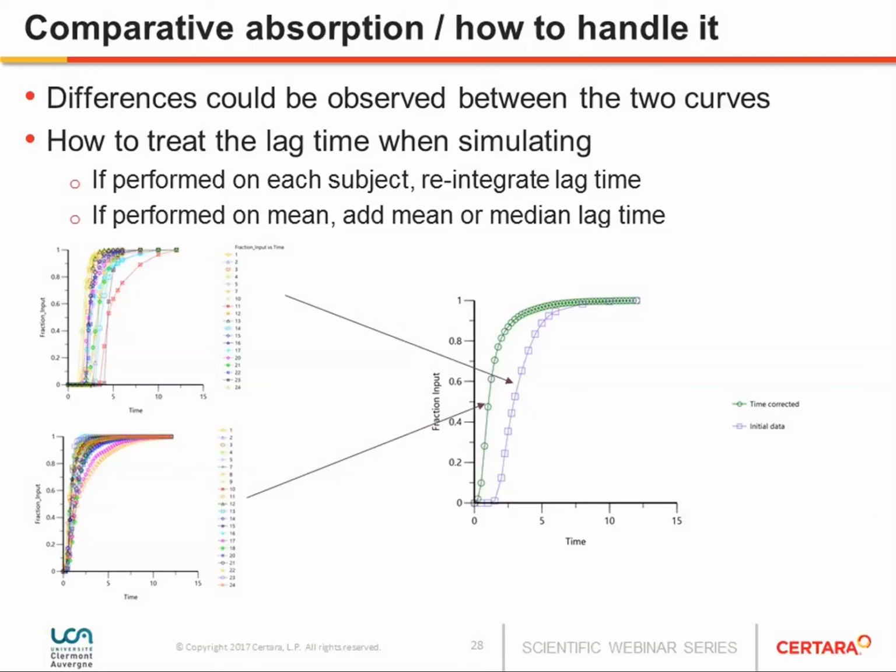Now, if I calculate the mean of all the individuals from the original data, which is in this case the purple curve, and on the time-corrected values, which is here the green curve, you can see that I have something which is not at all the same shape. My absorption is less sigmoid when I have my time-corrected values, and more sigmoid when I have the non-corrected values. That means even if I use the individual absorption curve, when I don't correct by the lag time, the problem is that I will misestimate my absorption curve and I will underestimate my absorption rate, which can have a great impact in this case on your IVIVC.